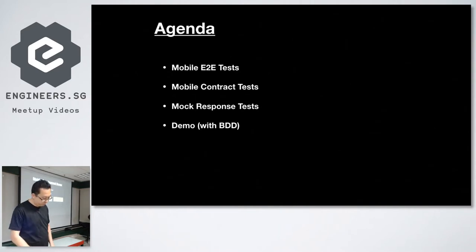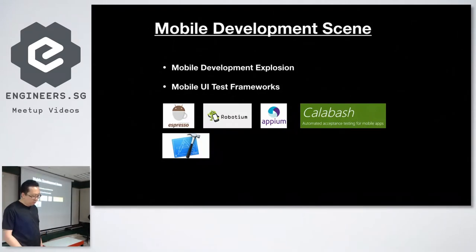For the mobile development scene, Apple and Google launched their app stores in 2008, and then mobile development exploded. Mobile testing has always been a top priority. At bare minimum, companies are recruiting people to perform manual testing for the apps. For automation tests, mobile test frameworks have also caught up. Here are some of the popular ones. For Android, there are Espresso and Robotium. For iOS, the de facto tool is the native automation tool in Xcode. And for cross-platform, we have Calabash and also Appium, which is widely popular.